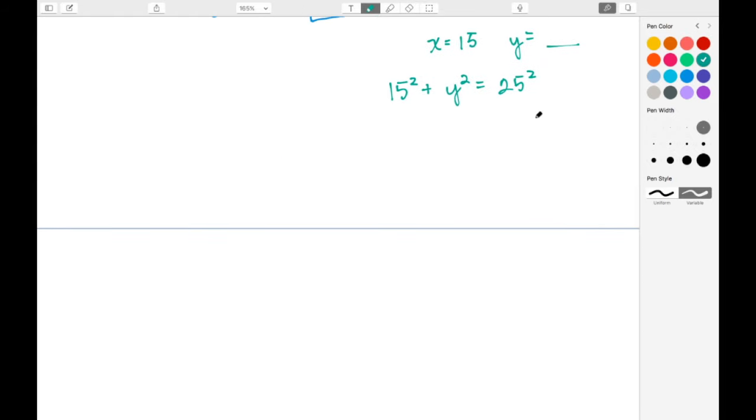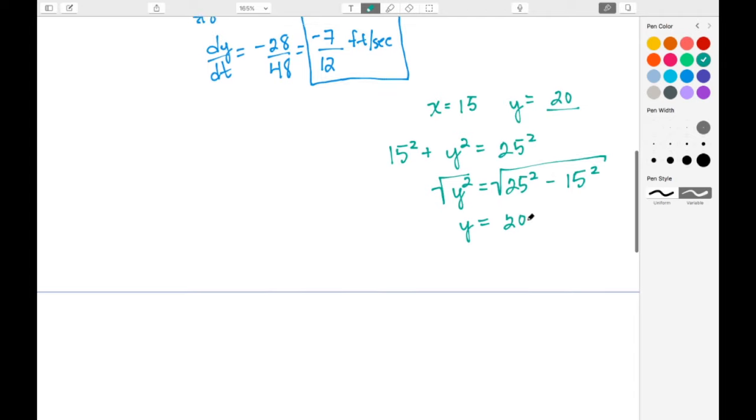Now to isolate y squared, we're going to subtract 15 squared from both sides. So we end up with y squared is equal to 25 squared minus 15 squared. We have to take the square root of both sides to figure out what y is. And with that, we figure out that y turns out to just be 20. So we're going to place 20 here.